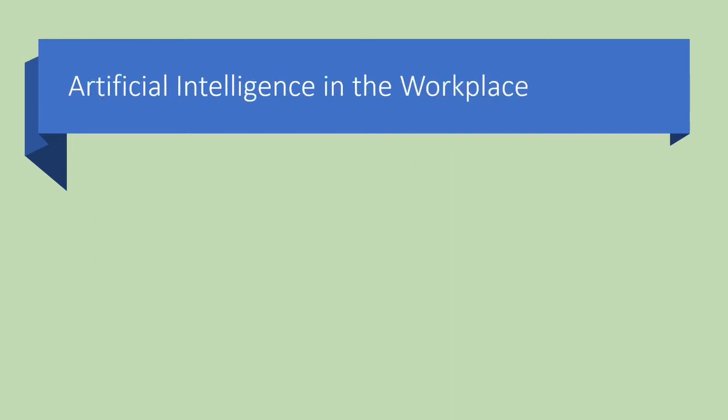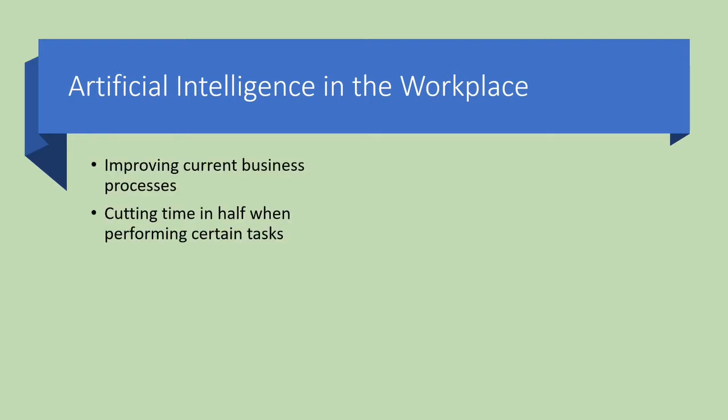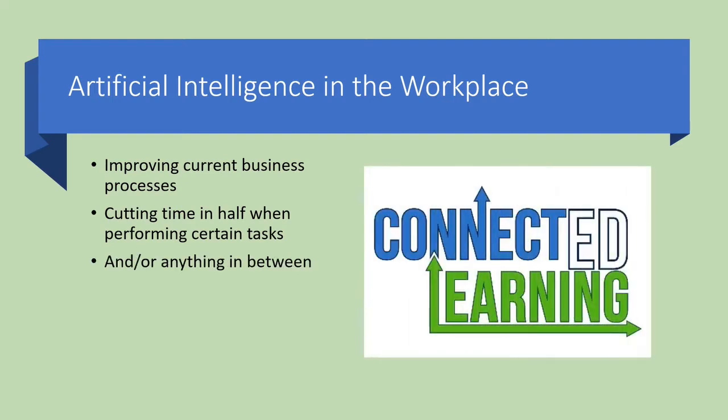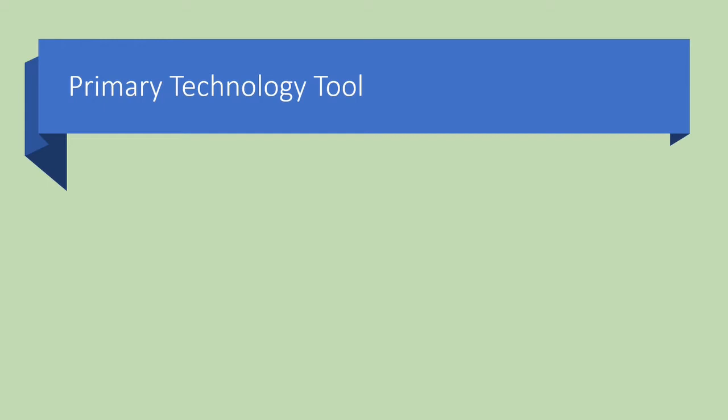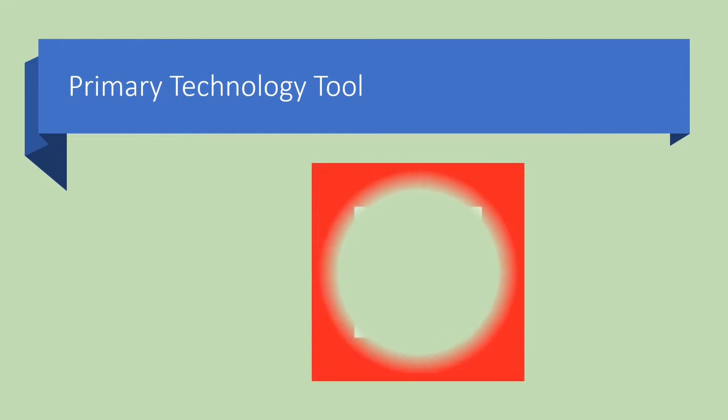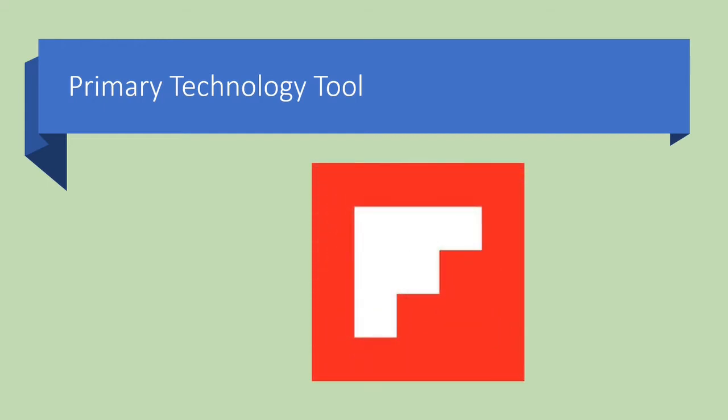Throughout this learning community, everyone will collaborate and share ideas on how artificial intelligence can be used in the workplace. This can range anywhere from improving current business processes to cutting time in half when performing certain tasks and anything else in between. The primary technology tool that will be used for developing our connected learning community is Flipboard. Flipboard will be used to curate articles to share amongst the learning community. Everybody will be able to read and get more of an understanding about the impacts that artificial intelligence can have.